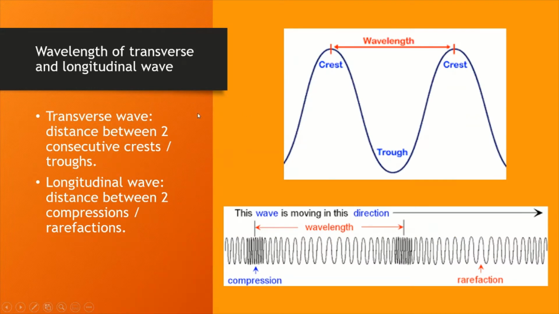Okay, so let's compare transverse wave and longitudinal wave. Crest to crest is a wavelength, trough to trough is a wavelength. For a longitudinal wave, compression to the next compression is a wavelength, rarefaction to the next rarefaction is a wavelength.